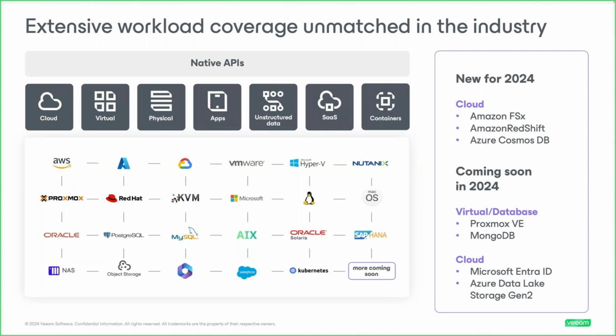And some cool, exciting things coming soon. Just earlier this year, we released support for some new PaaS services in the cloud, like Amazon FSx, Amazon Redshift, Azure Cosmos DB. We've got some great new things coming in 2024. Virtual Machine, Proxmox VE. We've got a new database support, MongoDB. If MongoDB is the data service that's powering your Kubernetes applications, by the way, that's already supported, as well as some new exciting workloads. So like ID as a service with Microsoft Entra ID, as well as Azure Data Lake Storage Gen 2.